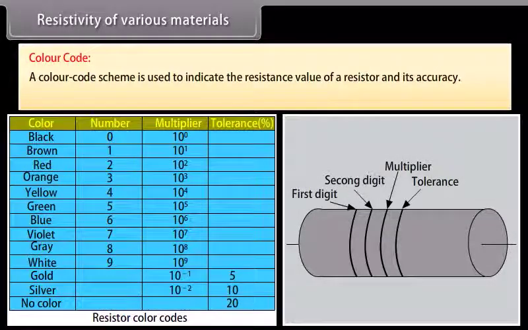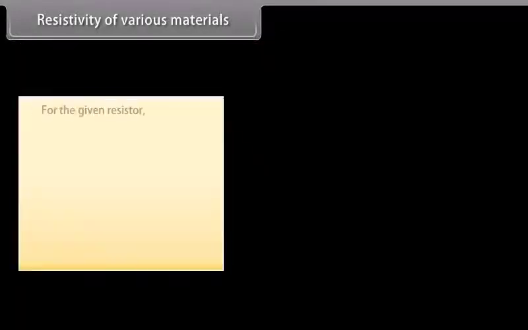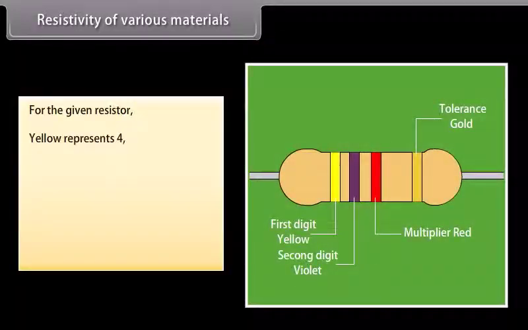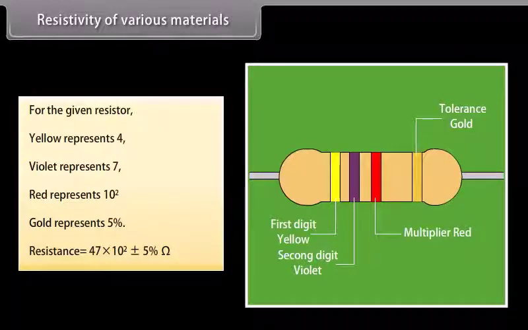A color code scheme is used to indicate the resistance value of a resistor and its accuracy. A set of colored stripes are drawn around the resistor with their significance. Let's take an example. For the given resistor, yellow represents 4, violet represents 7, red represents 10^2, and gold represents 5%. On combining the above data, the total resistance of the given resistor is 47 × 10^2 ohm with 5% tolerance.